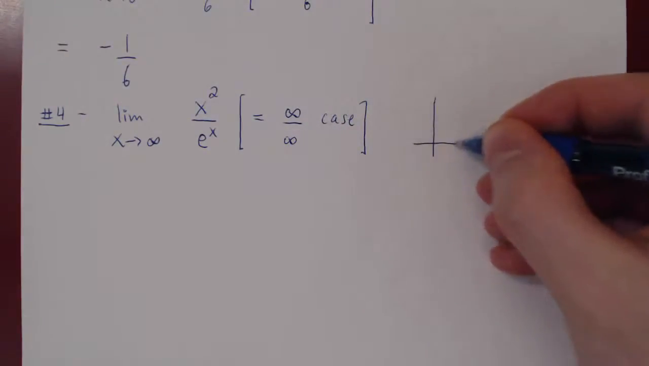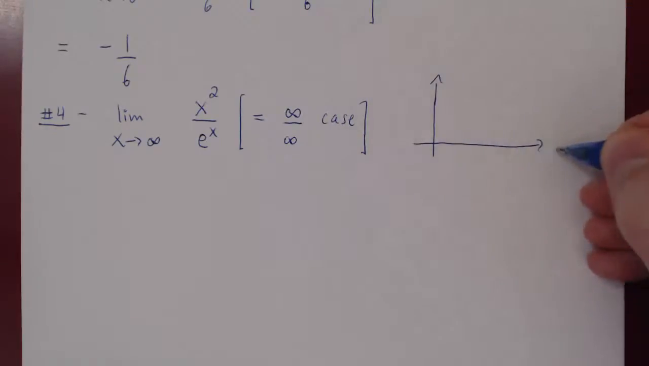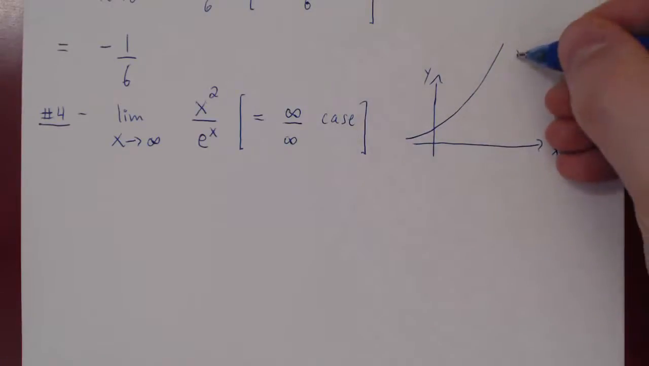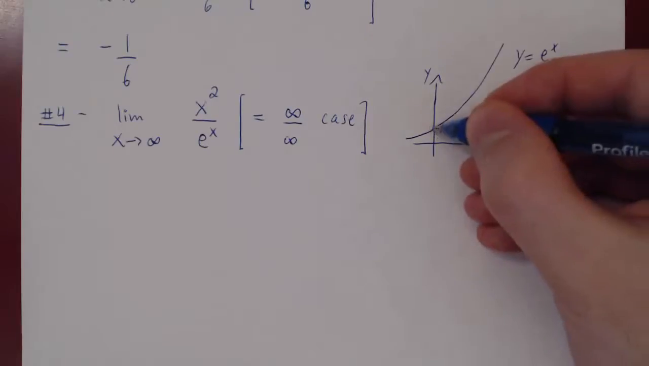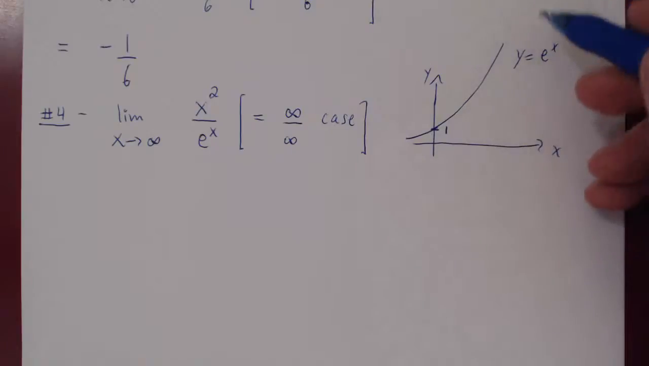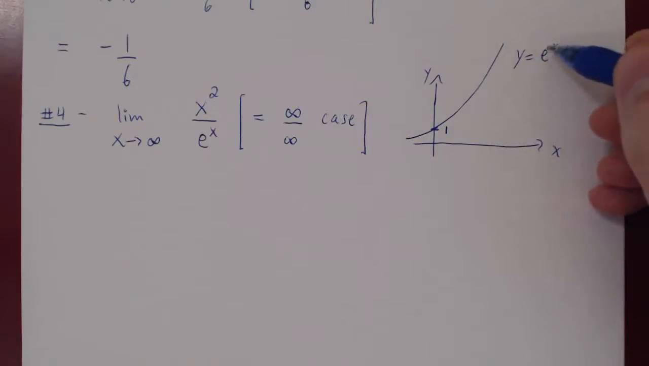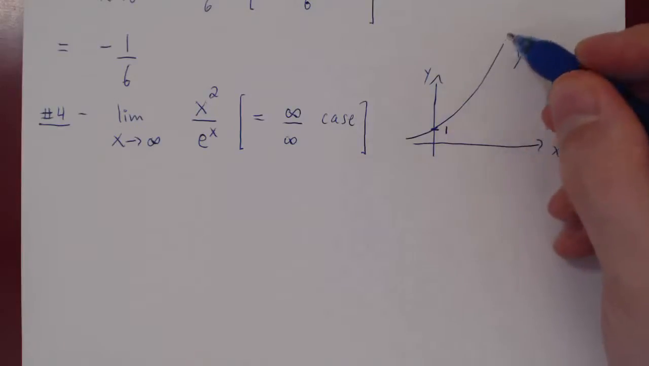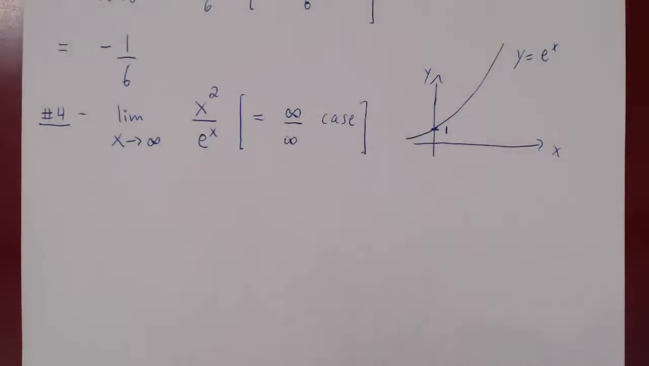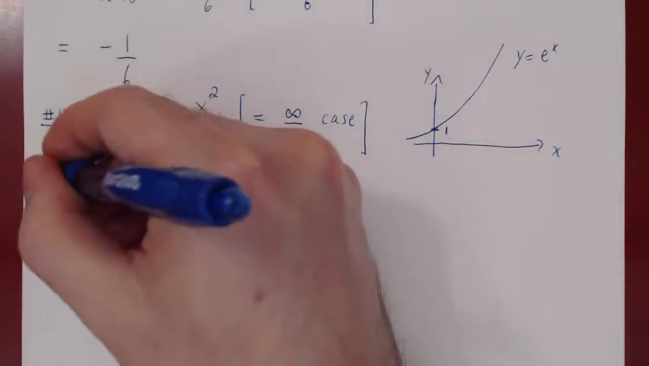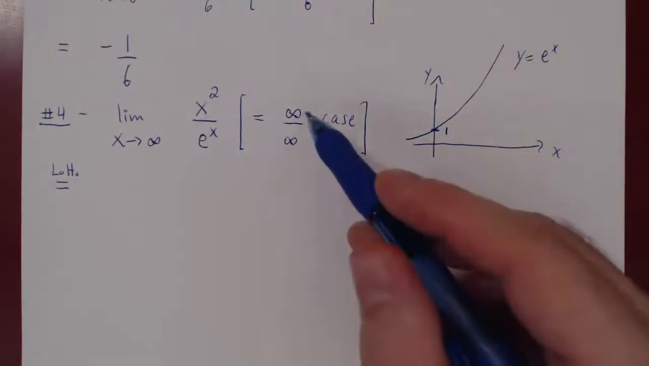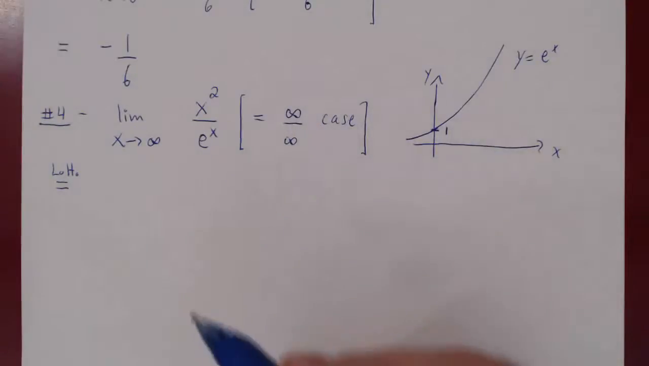You can, if you want, graph e to the x. The graph of e to the x looks something like this. When x is 0, the value is 1. And as x gets bigger and bigger, since we're taking a larger and larger power of a number bigger than 1, the values are getting bigger and bigger. We have an infinity over infinity case. We can use L'Hopital's rule. Recall L'Hopital's rule is applicable if you have either a 0 over 0 case or an infinity over infinity case.